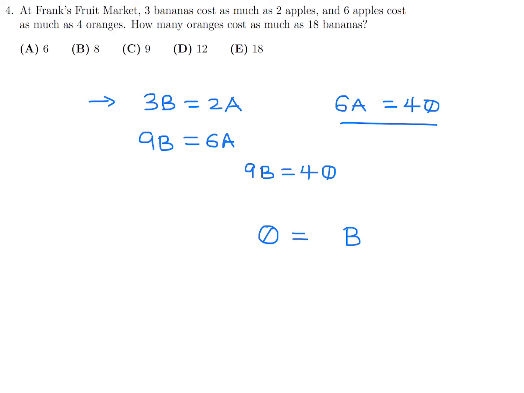And we wanted how many? 18 bananas, right? So if I multiply this by 2, I'll get 18 bananas. And that'll be 8 oranges. So there you go. 18 bananas is equal to 8 oranges. So number 4, the answer is B.